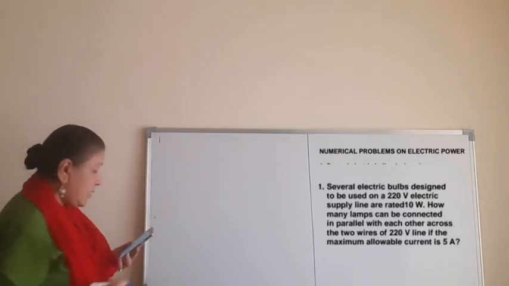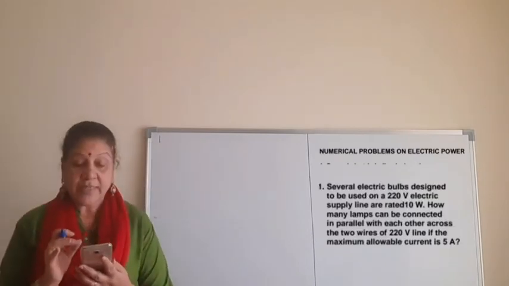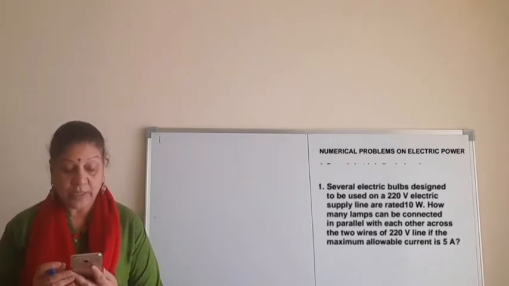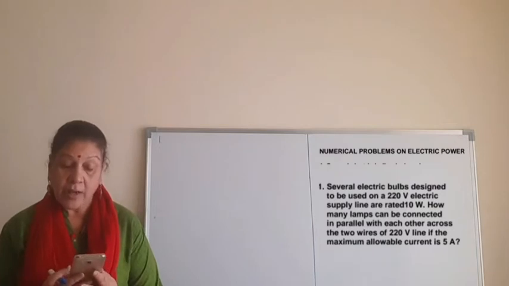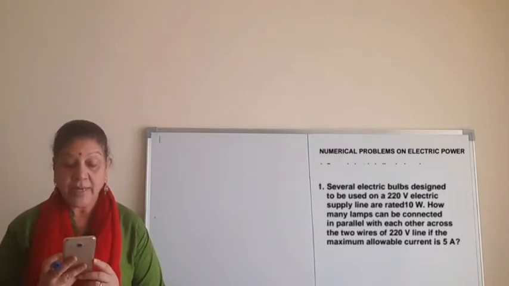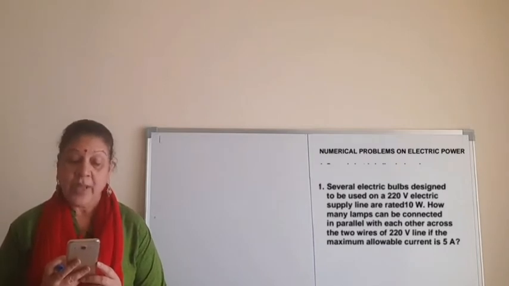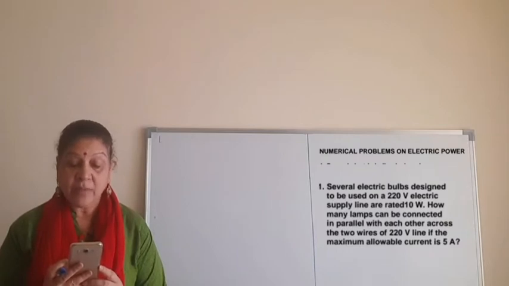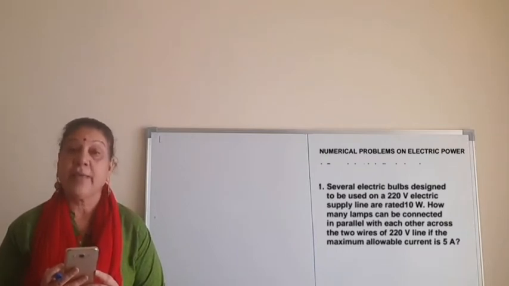The very first numerical is: several electric bulbs designed to be used on a 220 volt electric supply line are rated 10 watt. How many lamps can be connected in parallel with each other across the 2 wires of 220 volt line if the maximum allowable current is 5 A?